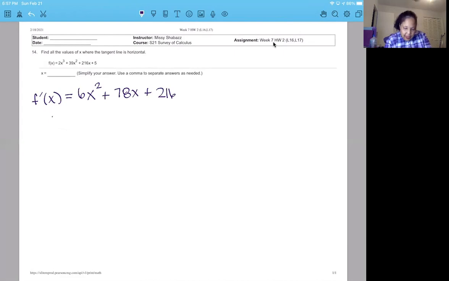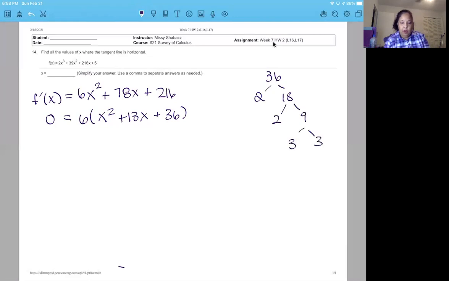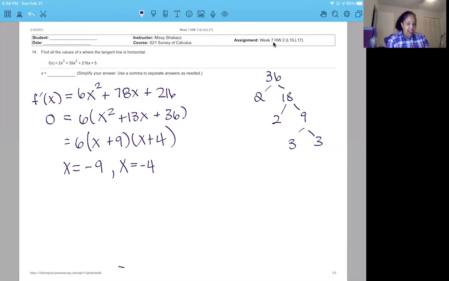All right, so we're going to set this equal to 0. Let's see if 78 is divisible by 6. It is, so I'm going to factor out a 6. So I have x squared plus 13x plus 36. So I need two numbers that multiply to 36 and add to 13. So let's see, 36 is 2 times 18, 2 times 9, 3 times 3. So what, 9 and 4? 9 and 4. So x plus 9, x plus 4. So x equals negative 9 and x equals negative 4. So my horizontal tangent lines are going to be at negative 9 and negative 4. That also means where the graph is going to turn around.